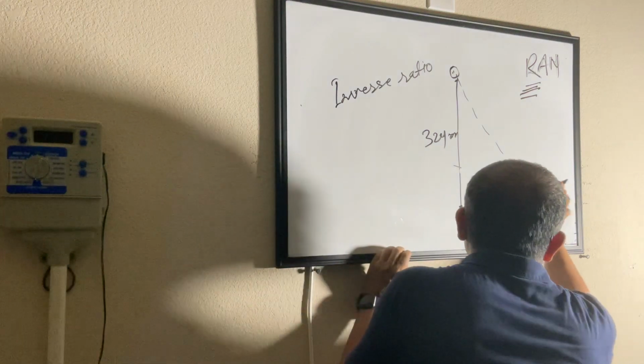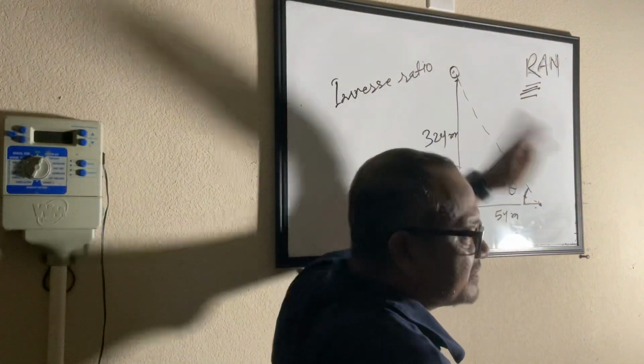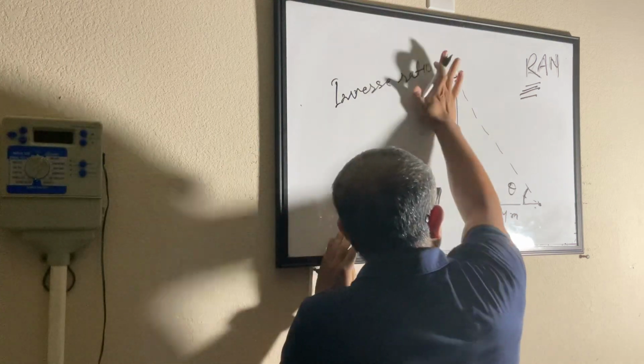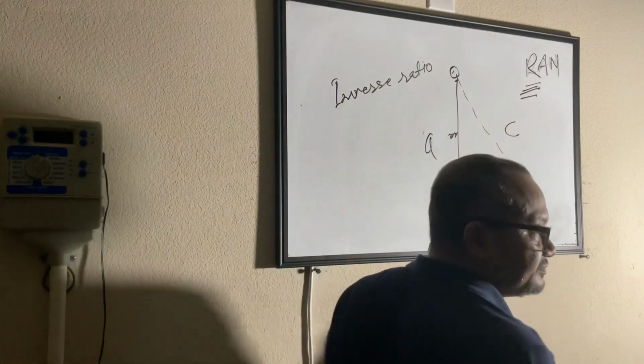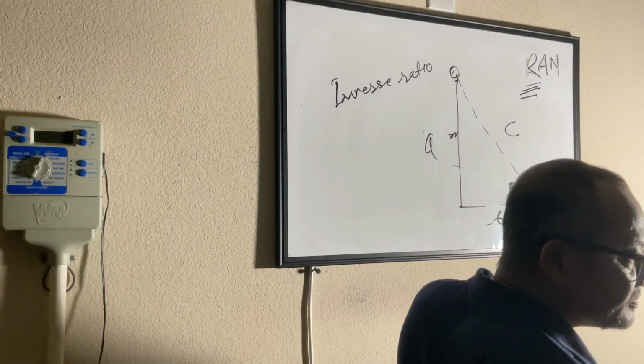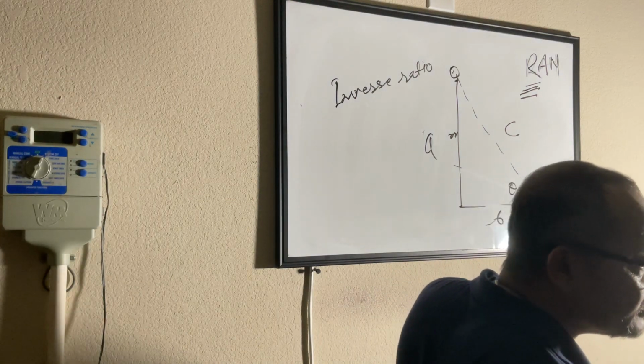Now let's look at it. Let's say this is theta. Forget about the answer and everything here. Let's not say this is 324, this is say A, and let's say this is B, and let's say this is C. If we're going to learn inverse ratios, though, we need to know what angle of elevation and angle of depression are.